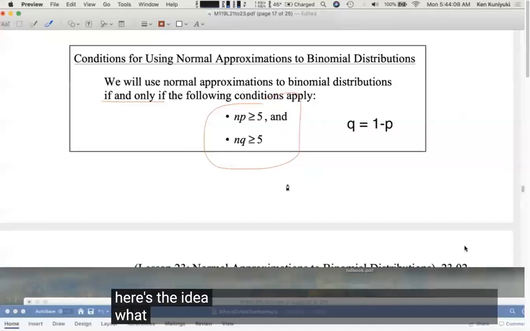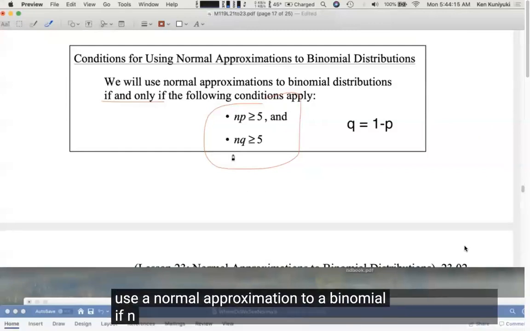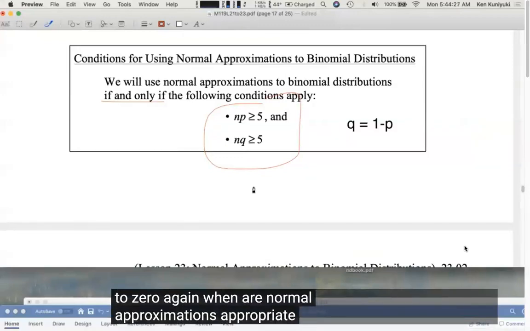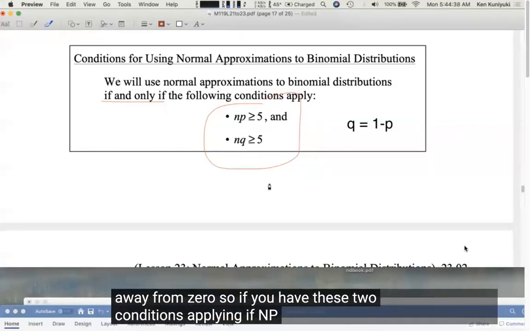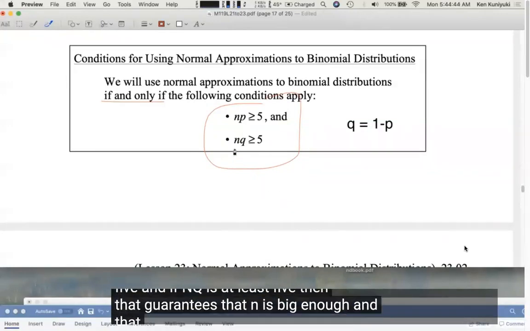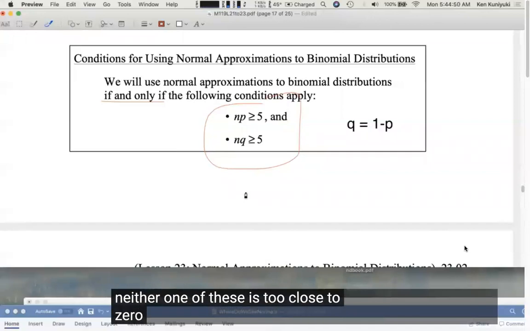Here's the idea. When are we more likely to be able to use a normal approximation to a binomial? If N is big, and if P and Q are not close to 0. Again, when are normal approximations appropriate? The larger N is, and the further away both P and Q are from 0. So if you have these two conditions applying, if NP is at least 5, and if NQ is at least 5, then that guarantees that N is big enough and that P and Q are not too extreme, so that neither one of these is too close to 0.